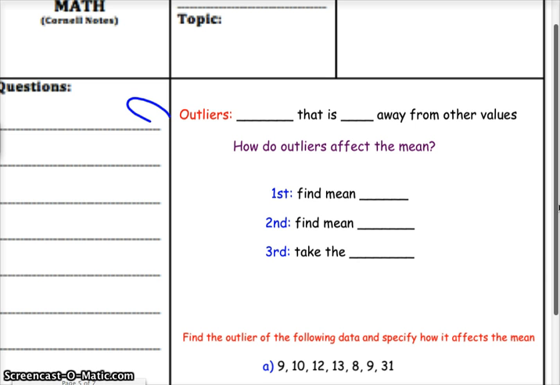Next thing we have when we talk about data analysis and central tendency is a vocab word called outliers. And when you think outliers, you think outsider, someone who's away from the group, okay? An outlier is a value that is far away from the other values or numbers. And they affect the mean. They really do. They totally affect the mean.